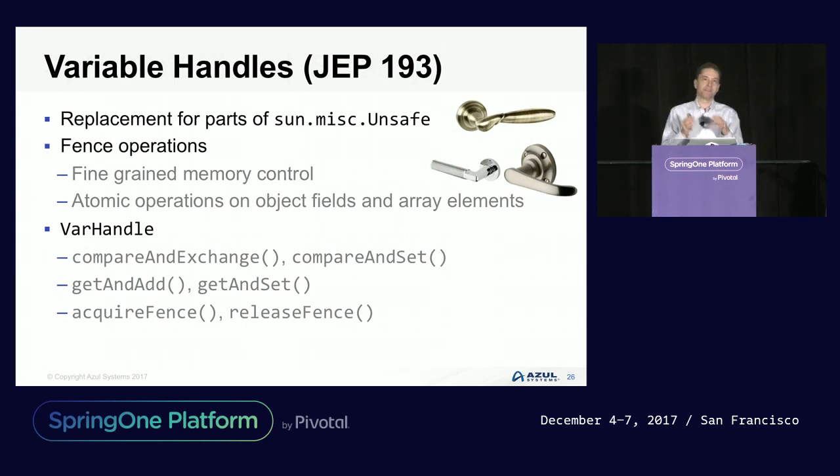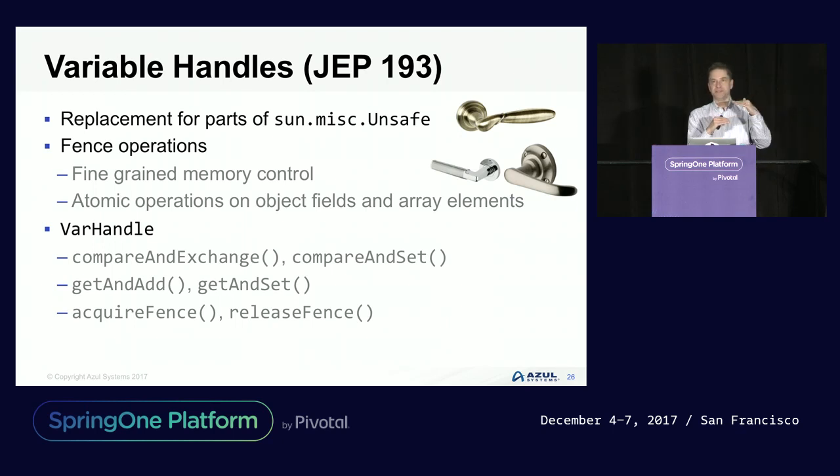Variable handles. Now, I said that sun.misc.Unsafe is going to be encapsulated at some point. People want some of the functionality that's available in sun.misc.Unsafe, and variable handles is about giving you a public API for some of that functionality. What it does is allow you to provide two types of instructions.